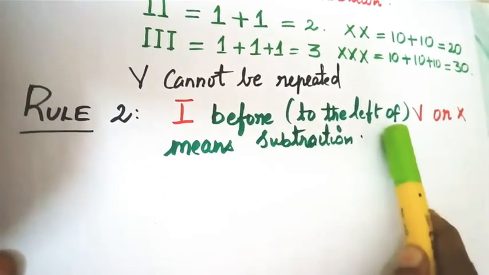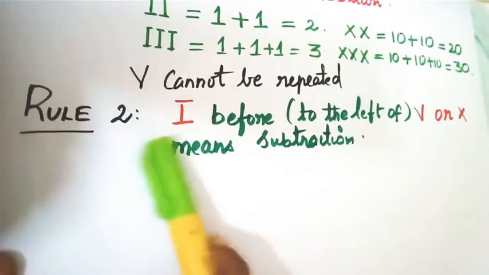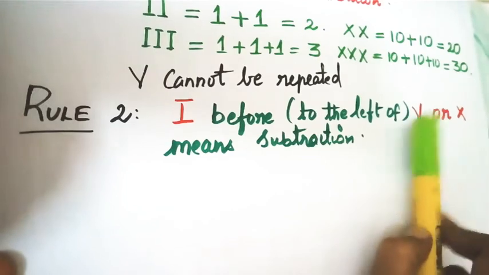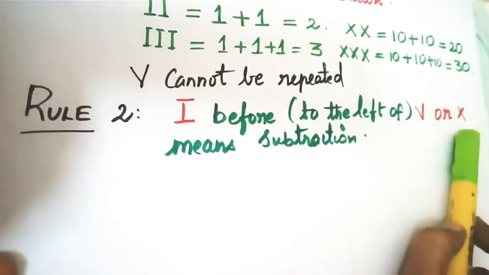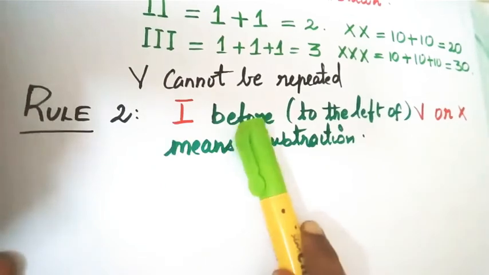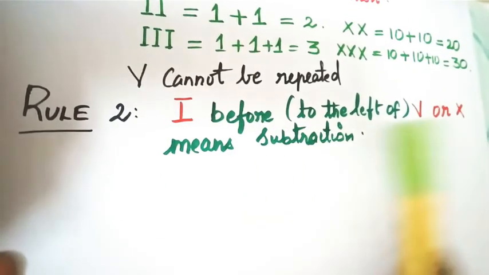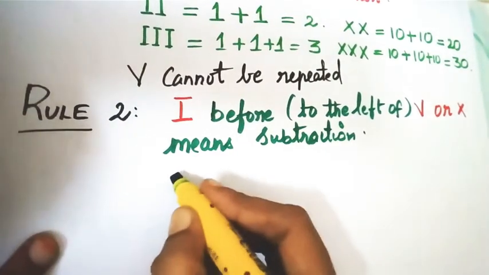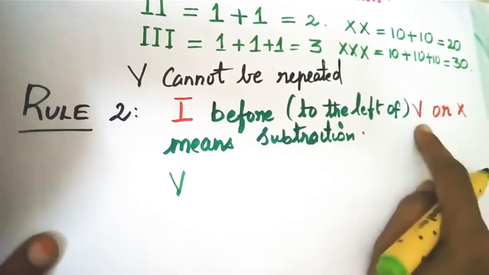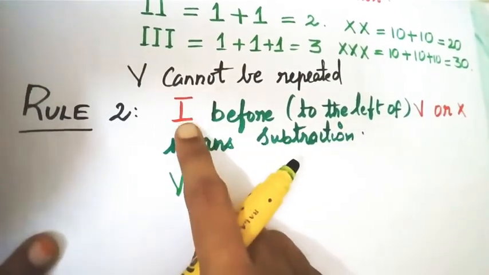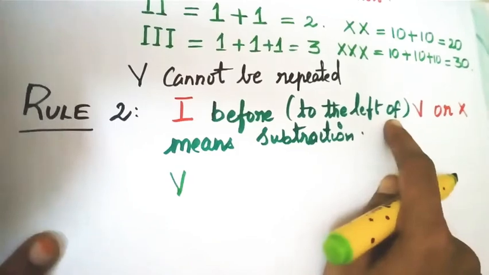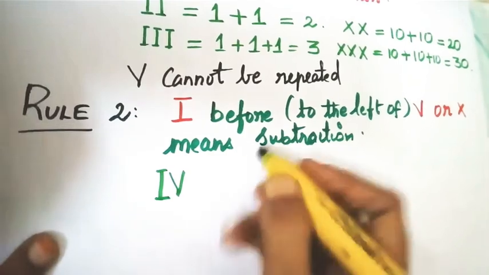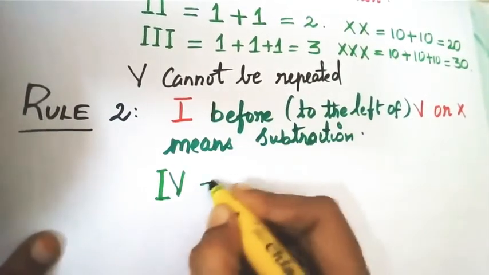I before, to the left of V or X, means subtraction. The value of I is 1, V is 5 and X is 10. You know that. When I is written to the left of V or X, it means you have to subtract. I'll tell you how. See, V. If I is before, or on the left hand side before V, you have to subtract.